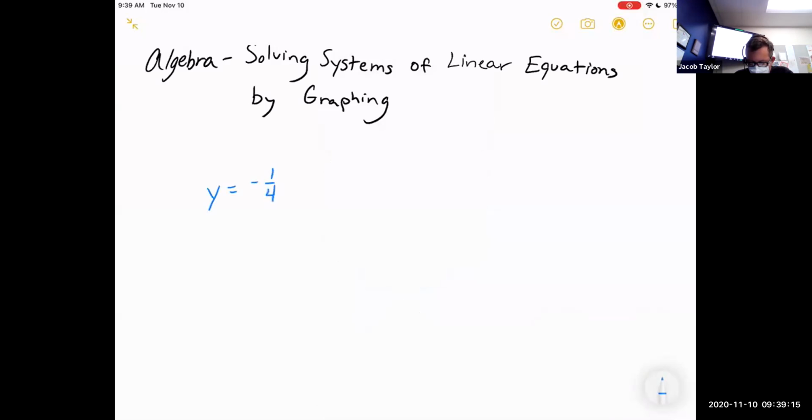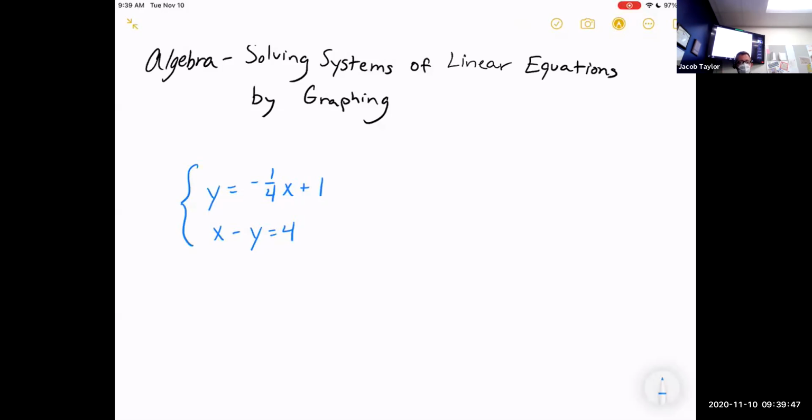So let me start off by giving you a really basic system of linear equations. We will get progressively more challenging as we go. But let's start off with that system of equations. And so in order to solve a system of equations by graphing, the first thing that we need to do is graph them. So the easiest way to graph a system of linear equations is to put the equation in slope-intercept form and then graph it.